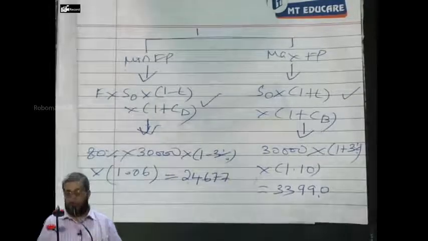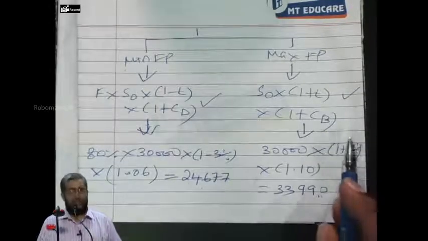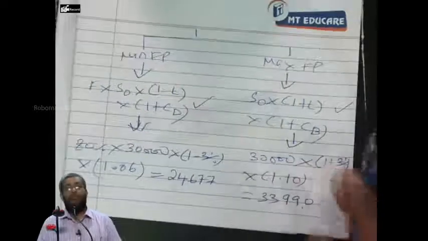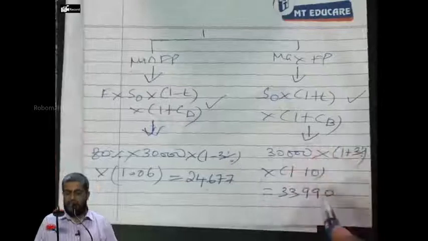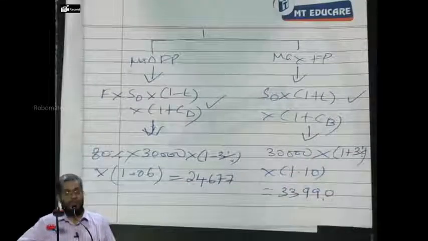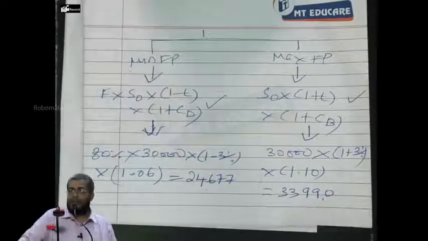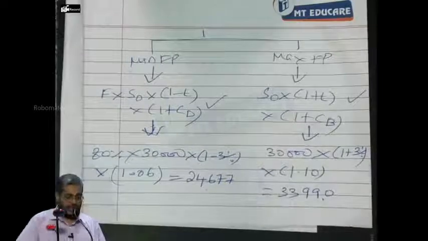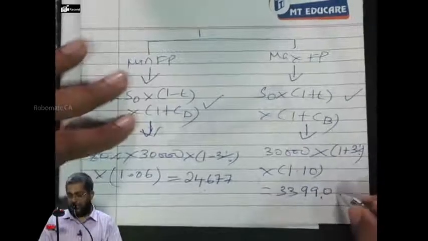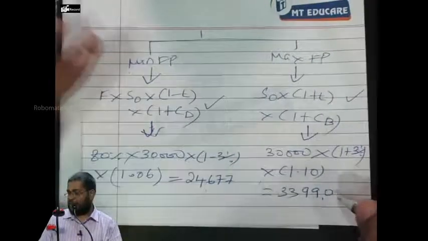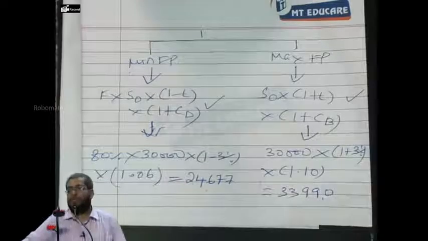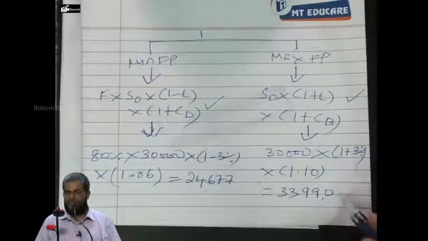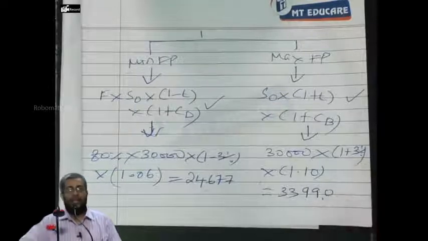We pay 30,000 into 1 plus 3% to purchase gold along with what? Brokerage. By borrowing at how much percent? 10%. Which matures to how much rupees? 33,990.